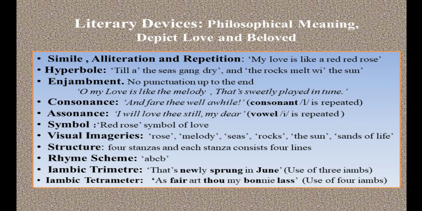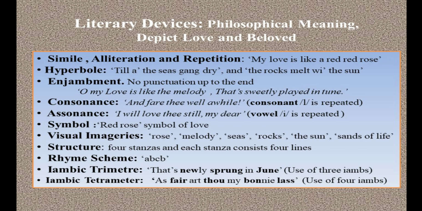The line "I will love thee still, my dear" is an example of assonance. Here, the vowel sound E is repeated in the same line. The line "I will love thee still, my dear" is repeated and it is an example of repetition. It creates a musical quality and becomes an example of refrain.